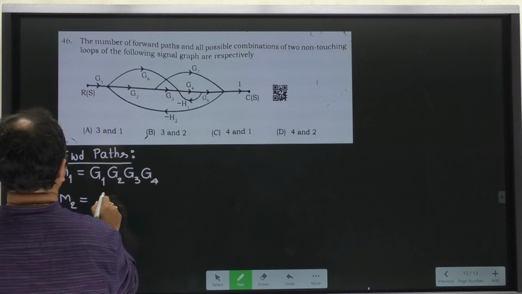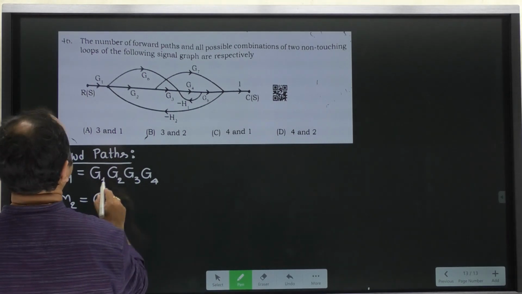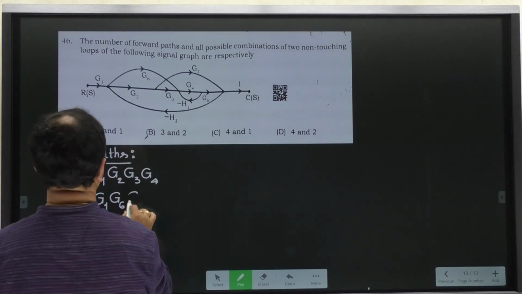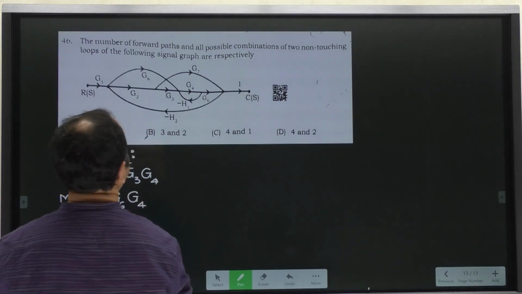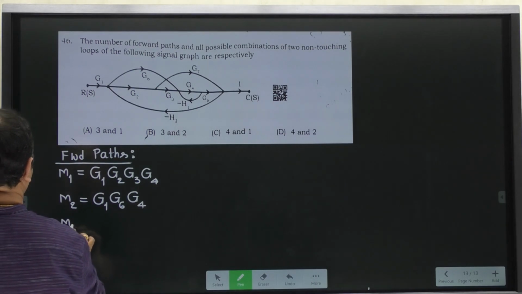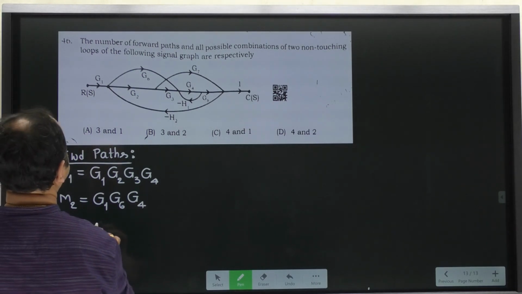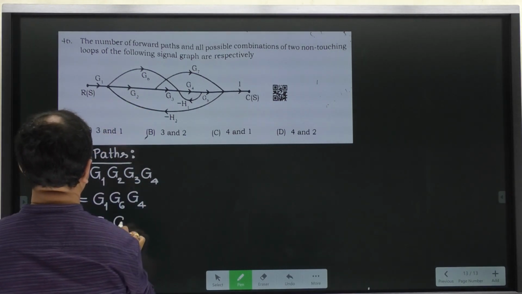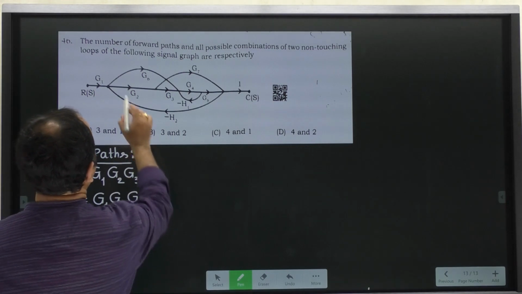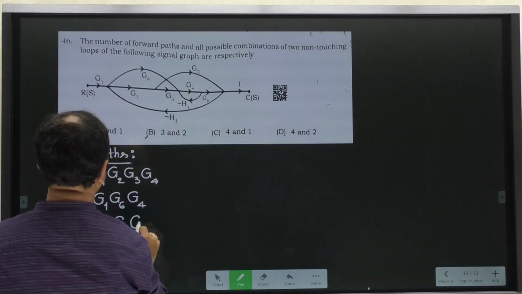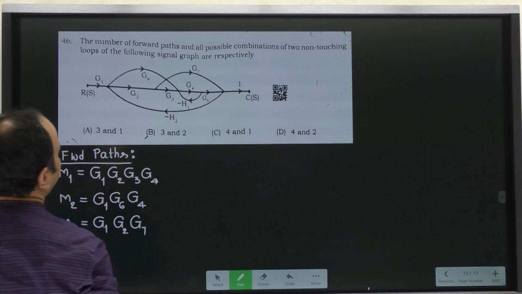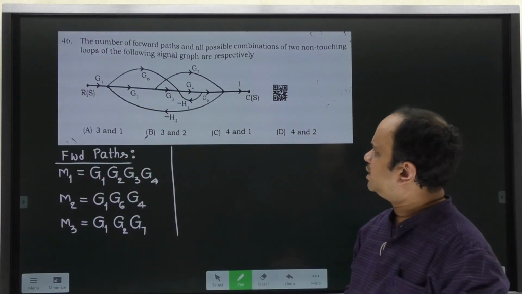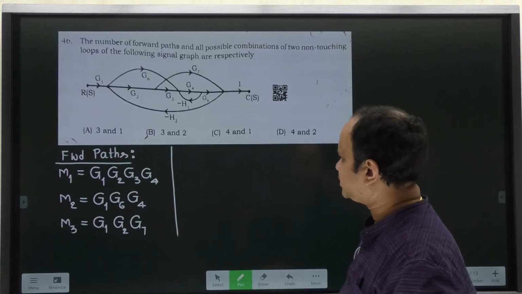Next, M2, that is G1, G6, G4. The third forward path will be G1, G2, now G7. That's all. So these are the possible forward paths. Therefore there are three forward paths in the given question.